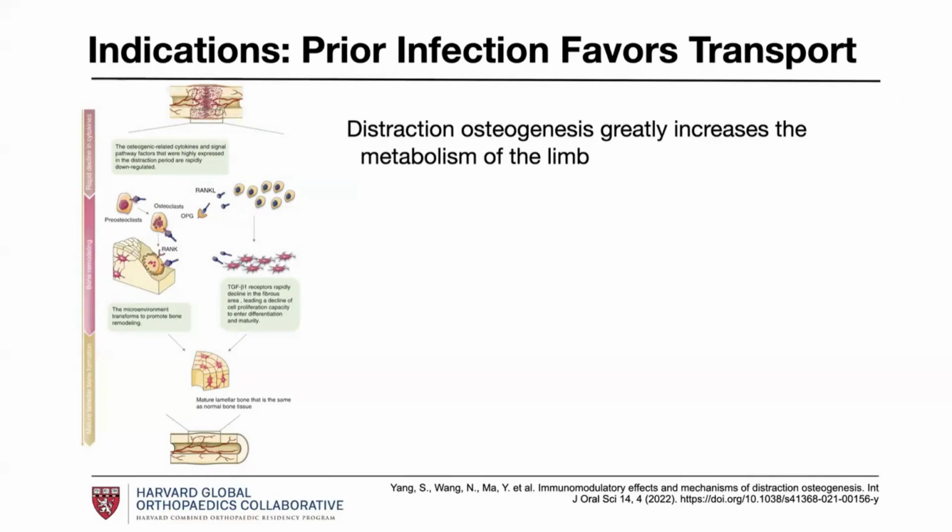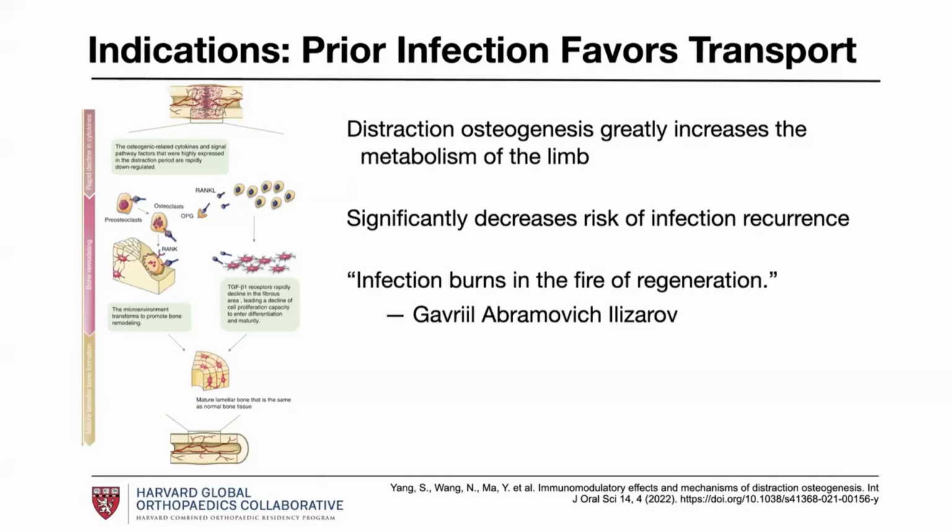Distraction osteogenesis is a powerful technique that increases blood flow, downregulates certain cytokines, increases neoangiogenesis, and thus significantly decreases the risk of infection recurrence. As Ilizarov is commonly quoted, infection burns in the fire of regeneration, and regeneration being the new bone that is formed with distraction osteogenesis.